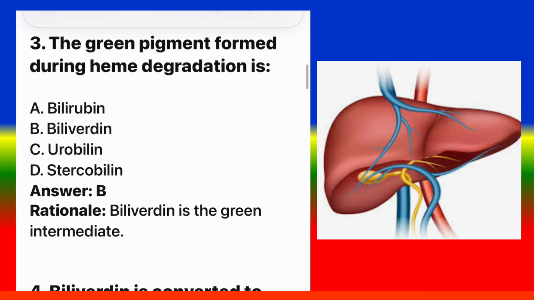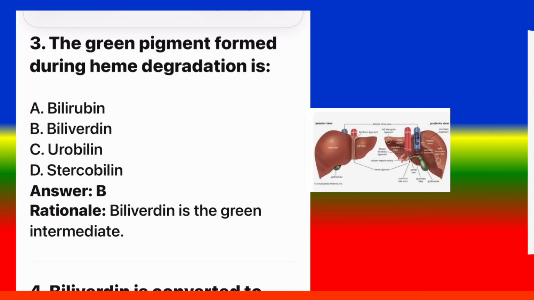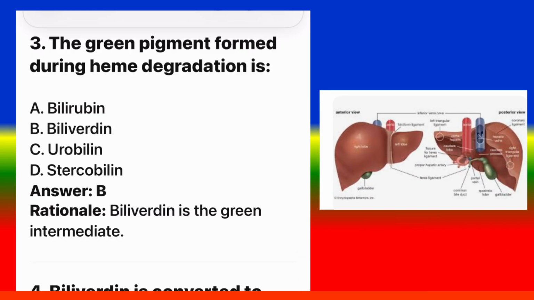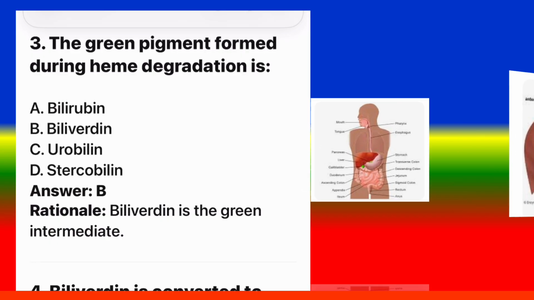3. The green pigment formed during heme degradation is: A. Bilirubin, B. Biliverdin, C. Urobilin, D. Stercobilin. Rationale: Biliverdin is the green intermediate.